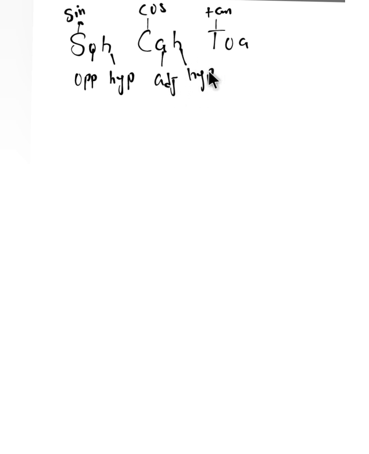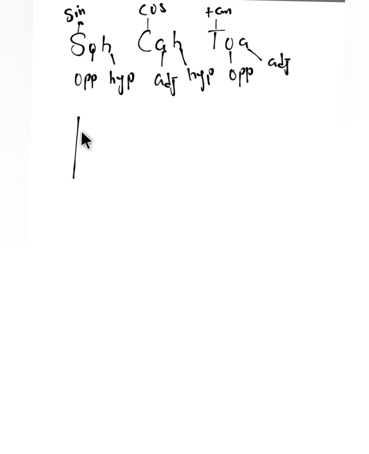SOHCAHTOA. How does this work? S represents sine, C represents cos, and T represents tan. O represents opposite, H represents hypotenuse, A represents adjacent. H is hypotenuse, O is opposite, and A is adjacent.